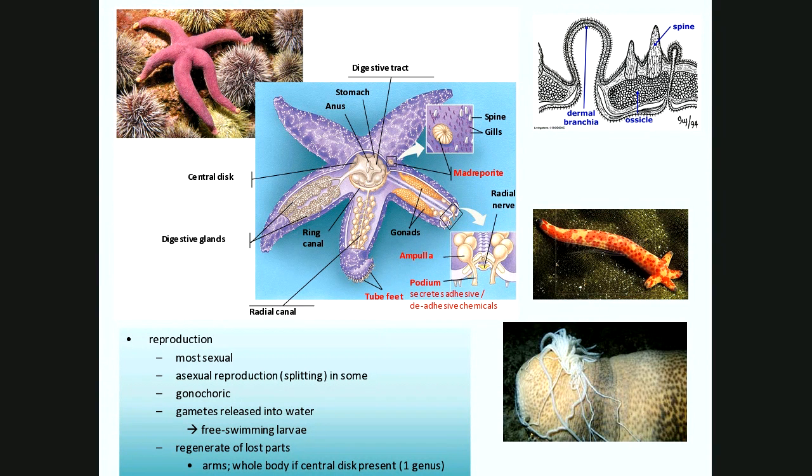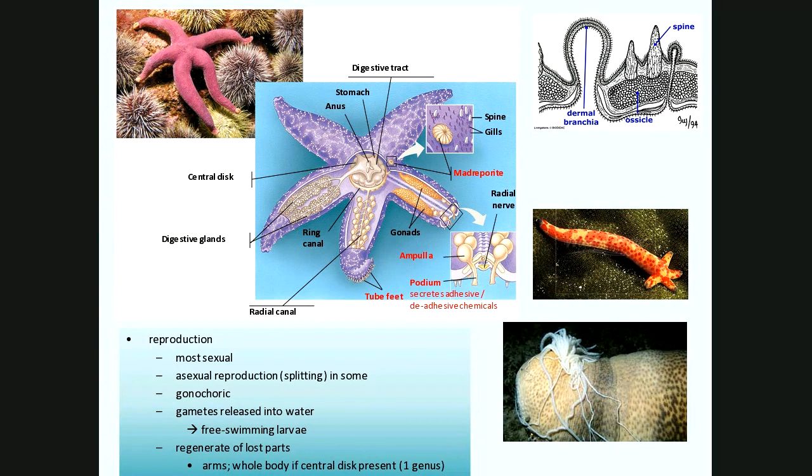There's the ampullae again. The little tube foot that sticks out the end of it is called the podium, and that can secrete adhesive chemicals. It can also secrete de-adhesive chemicals. So it secretes adhesive chemicals to attach on, and then it uses these other types of chemicals to disconnect. You see, they do have a nervous system, radial nerves, but no centralized function.